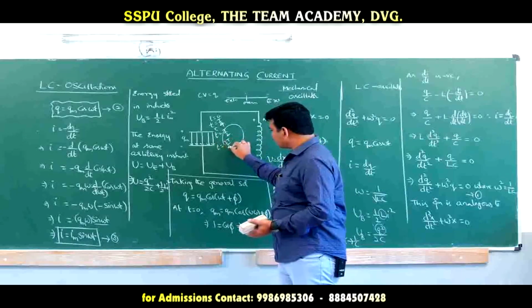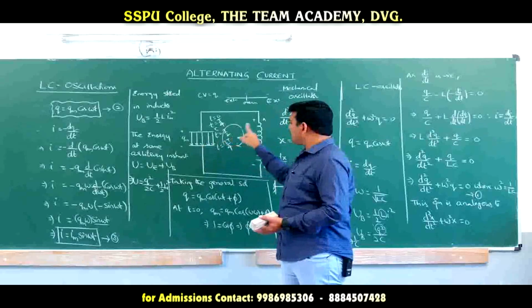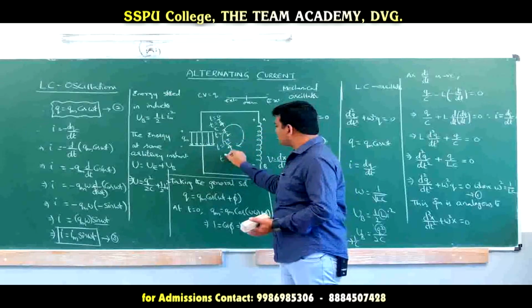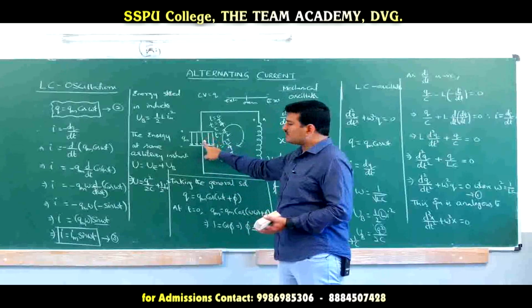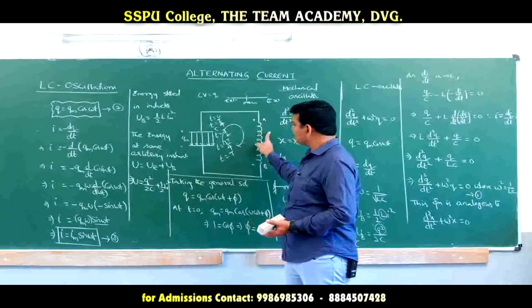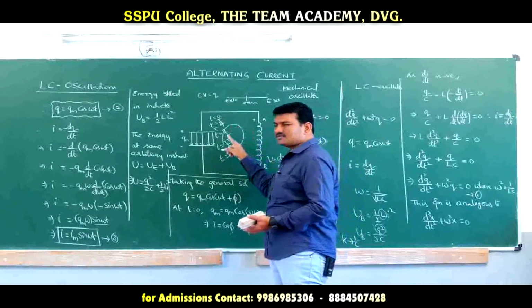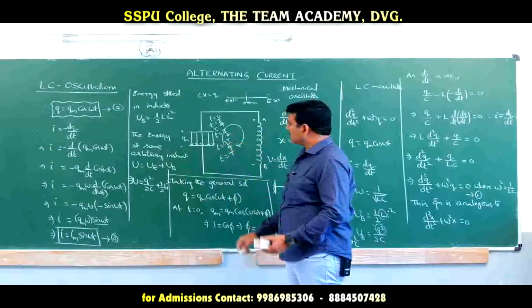At T equal to 3T by 4, electrical energy is 0, magnetic energy is maximum. At T equal to T, electrical energy is maximum, magnetic energy is 0. Is it clear or not? That means after one cycle, what happens? Again, we will have the same situation.